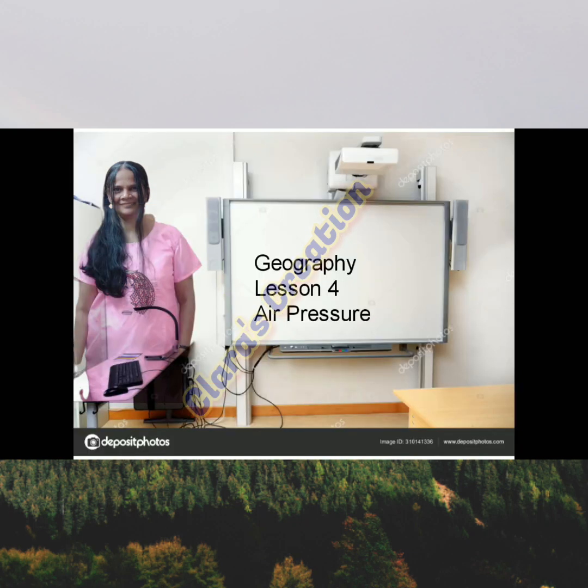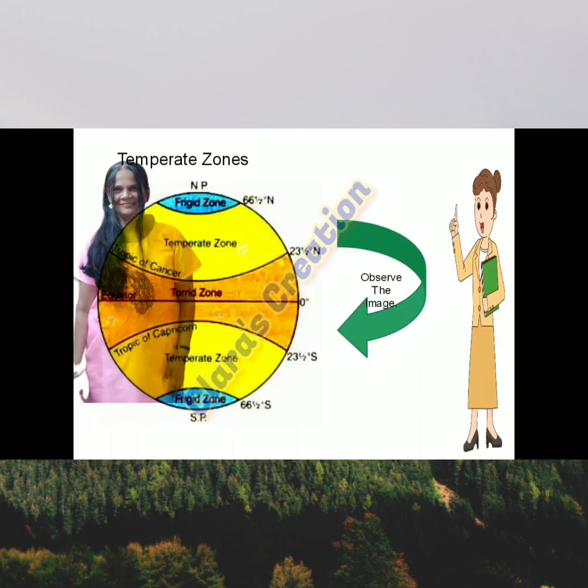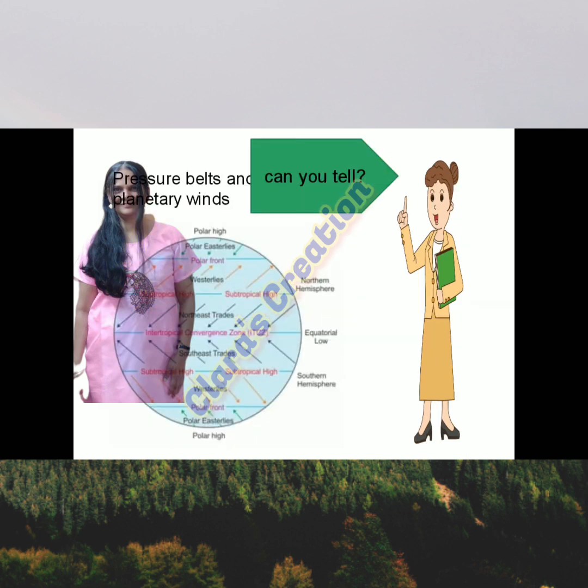Keeping this quote in mind, we will continue with our lesson in geography, lesson 4, air pressure. Students, open your textbook to page number 17 and compare figure 4.2a, that is temperate zone, which is also shown over here, and figure 4.2b, pressure belts and planetary winds. You're going to answer the "Can you tell" questions below after comparing both of the images.